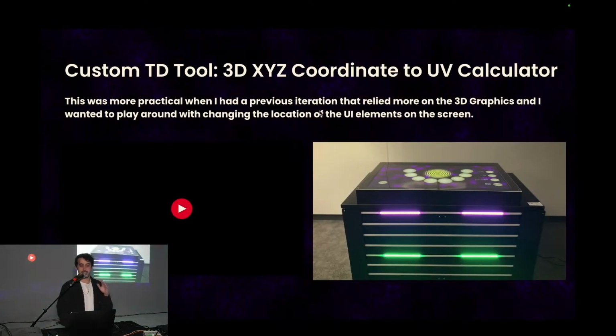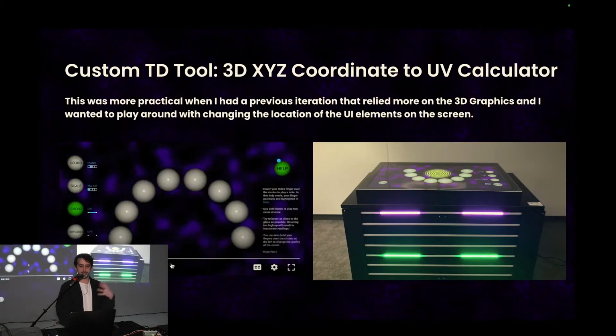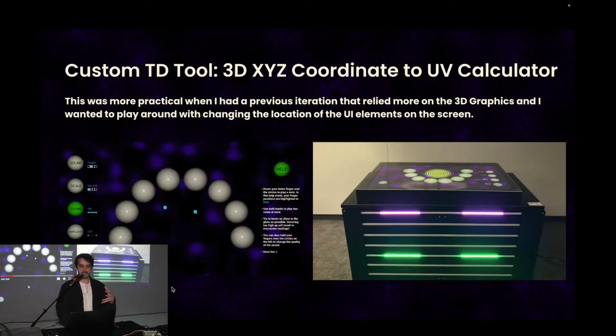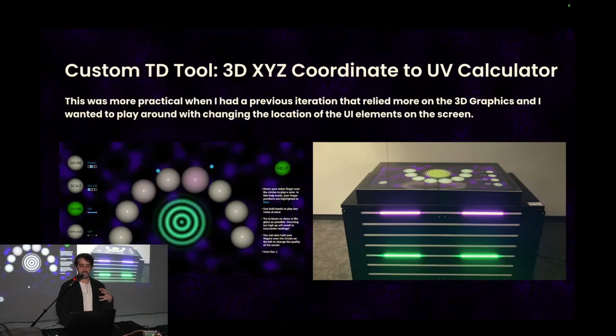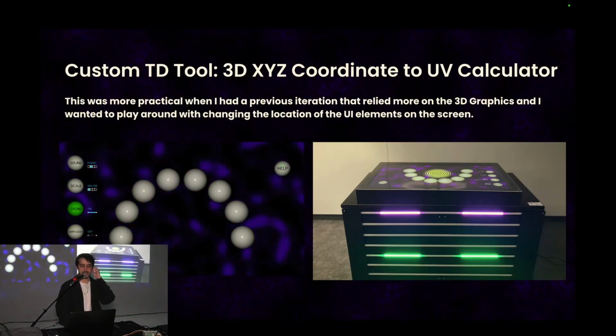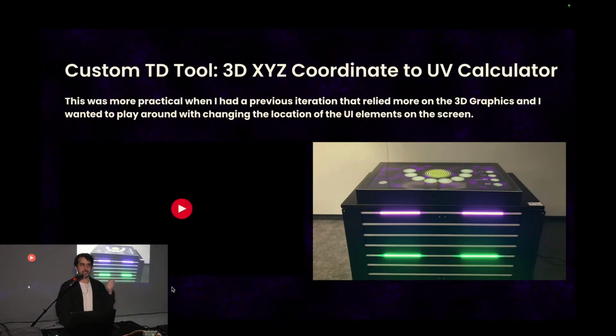Previously, my installation looked a lot different. It was a giant 40-inch TV with a big LED panel, and a lot of the graphics were more 3D, so these spheres instead of these little pucks. So having that 3D to UV converter was super helpful in that case, because I could really play around with, do I want a sphere? Do I want a cube? Do I want a so-and-so? And not have to rethink how I'm positioning this stuff and how I'm going to interact with it.